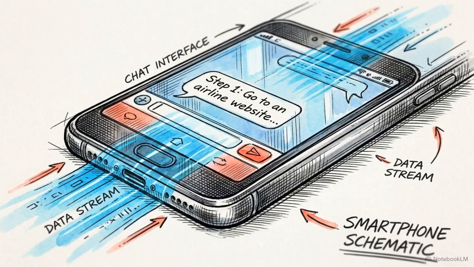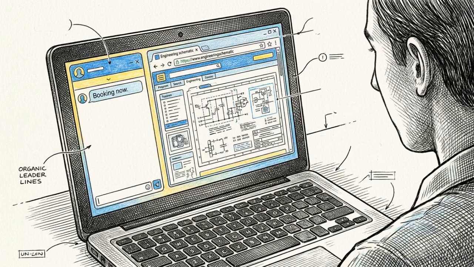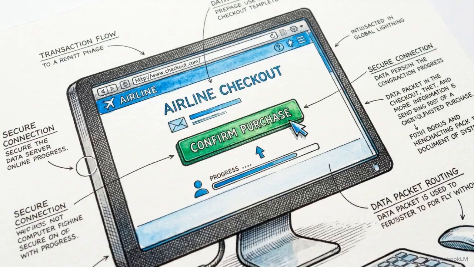If you ask a standard chatbot to book a flight, it can only generate text telling you how to book a flight. An autonomous agent, on the other hand, takes that text, accesses a web browser, and physically clicks the buttons to buy the ticket for you.